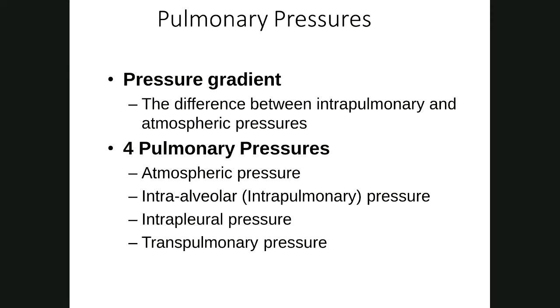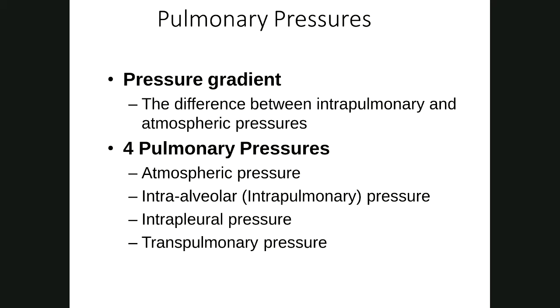And the comparison between atmospheric pressure and the intra-alveolar pressure will determine whether air is going to move in or out of the lung. The intra-alveolar pressure is the pressure inside the alveoli. When this pressure is higher than atmospheric pressure, the air will flow out. When the intra-alveolar pressure is less than atmospheric pressure, then the air will flow in from the atmosphere to the alveoli.